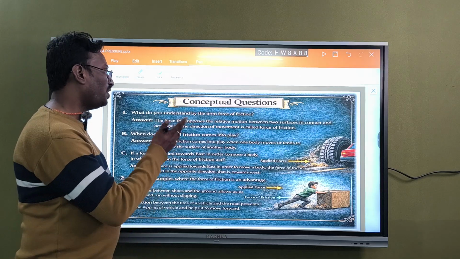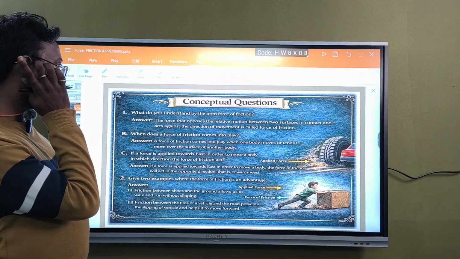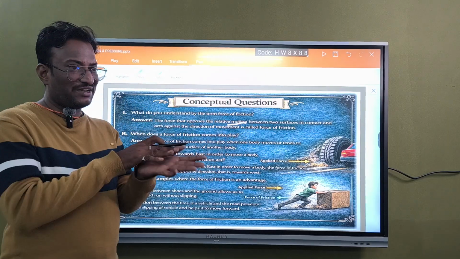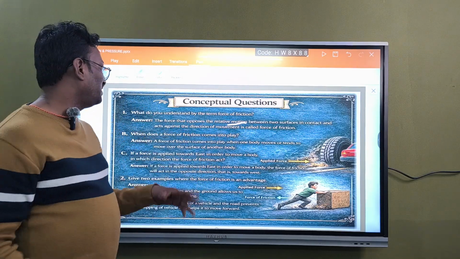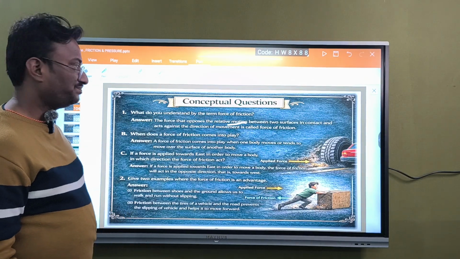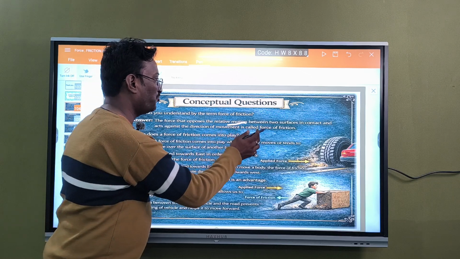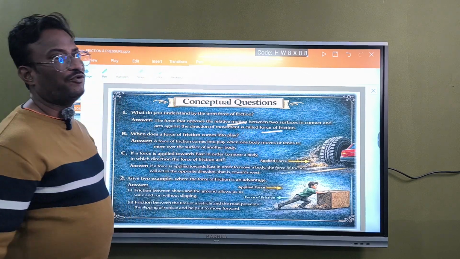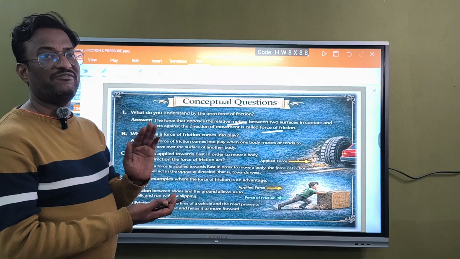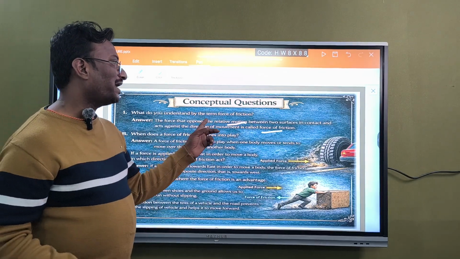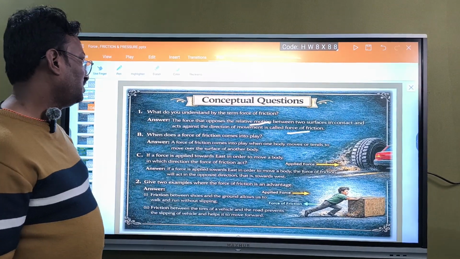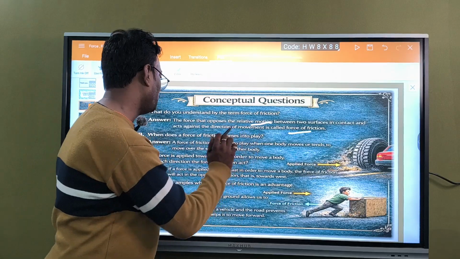See now, what do you understand by the term force of friction? The force that opposes the relative motion between two surfaces in contact and acts against the direction of movement is called force of friction. This force of friction always acts against the applied force, and it acts between the two surfaces which are in contact. When does a force of friction come into play?